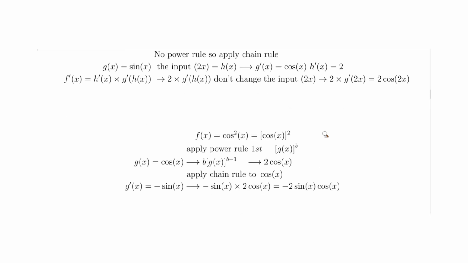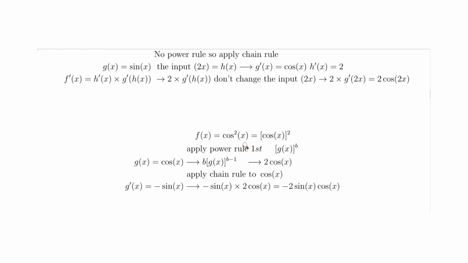Okay, let's try another one. So let's take the derivative this time of cosine squared of x. This time we have a power rule. So we're going to write this now cosine squared of x. We can write this also as cosine of x squared. So I've set it up like this so it's easy to read.